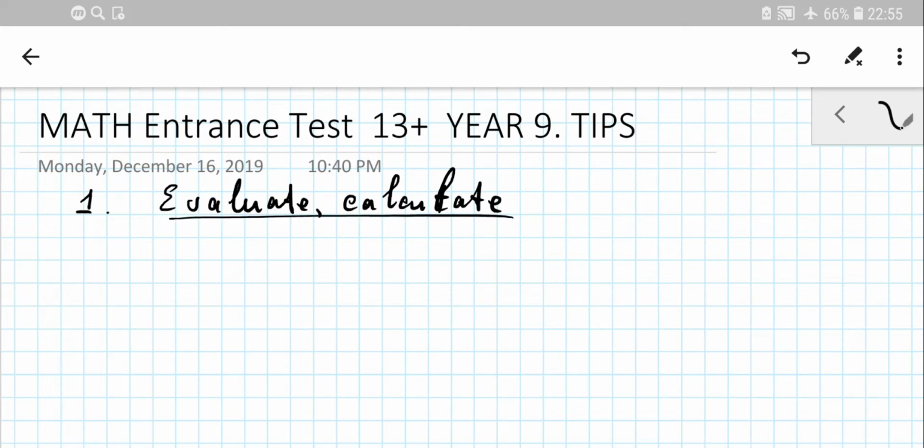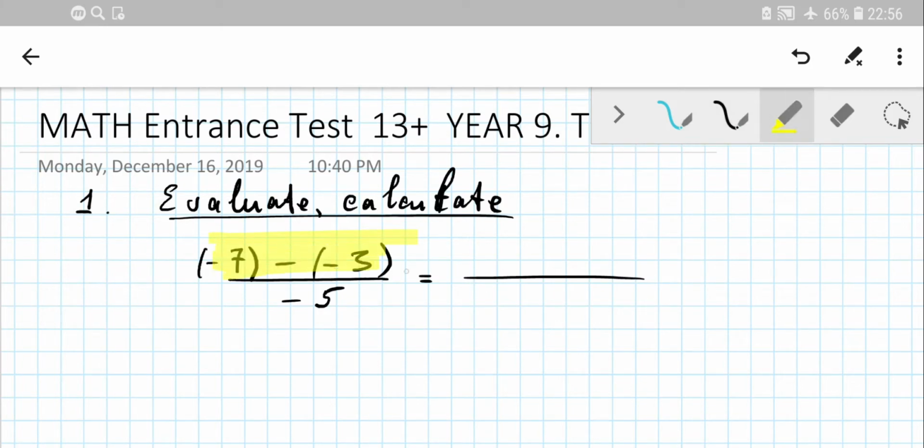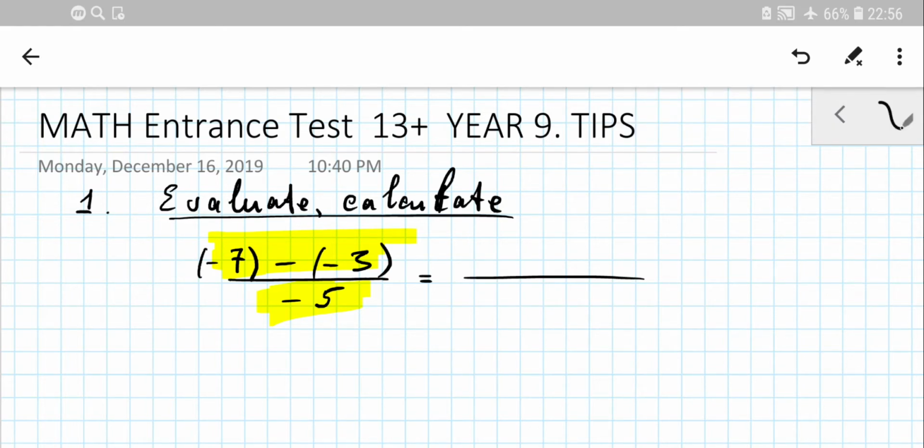In most cases you'll be given some sort of fraction. So the first I can consider is -7, so probably minus, let's say -3, over, let's say, negative 5. Okay, so just calculate. Here are the tips for how you work with fractions. First of all, you work with the numerator, the top one, and then you try to divide by the bottom part. If it's without calculator, the answer should be very obvious. Okay, let's try to work it out.